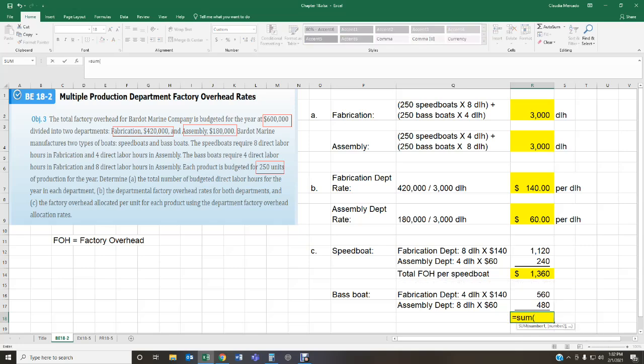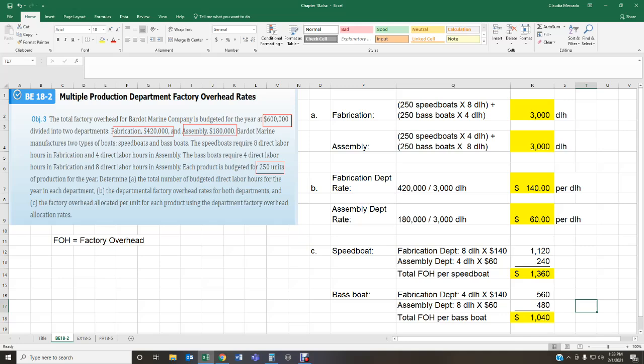Now I'm going to get the sum of my fabrication and assembly to get the total. This is my total factory overhead per bass boat. So for every bass boat produced, I'm going to be spending $1,040 of overhead in my bass boat production, and I'm going to spend $1,360 in my speedboat production.